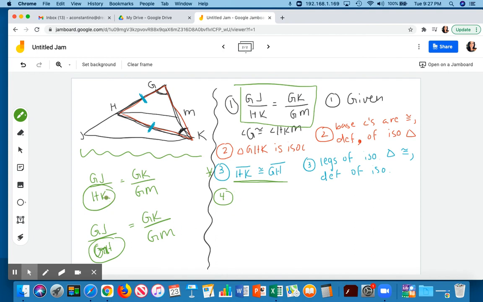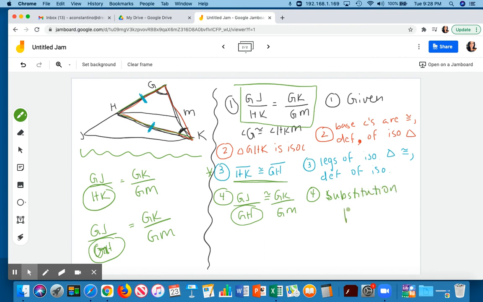And that's actually how we solve that. Because we know that HK here is equal to GH here, we can substitute it in the proportion, and that's going to give us the information that we need. So this step is just going to be GJ over GH, and I would circle this just so she knows that you know what you're talking about, is congruent to GK over GM. And this is simply called substitution property. That is supposed to be an S. There we go.